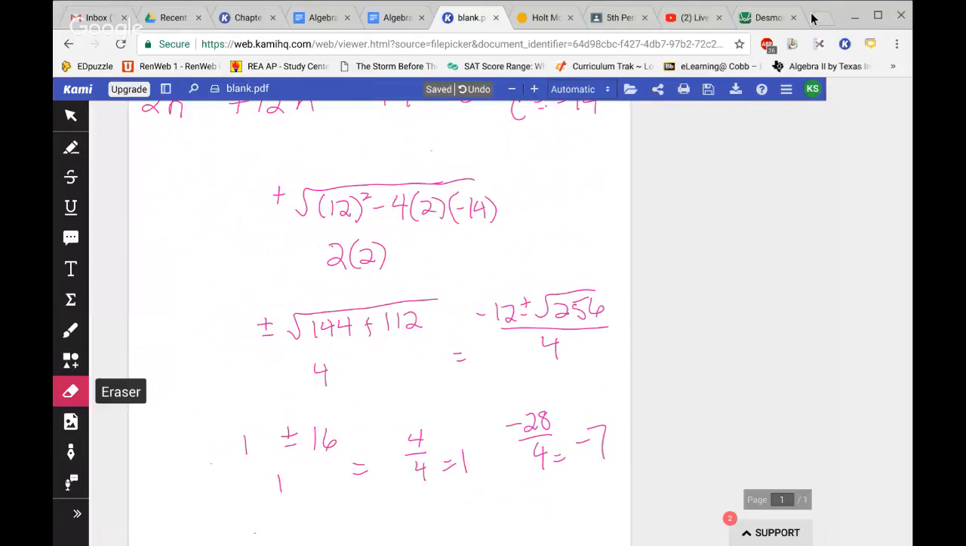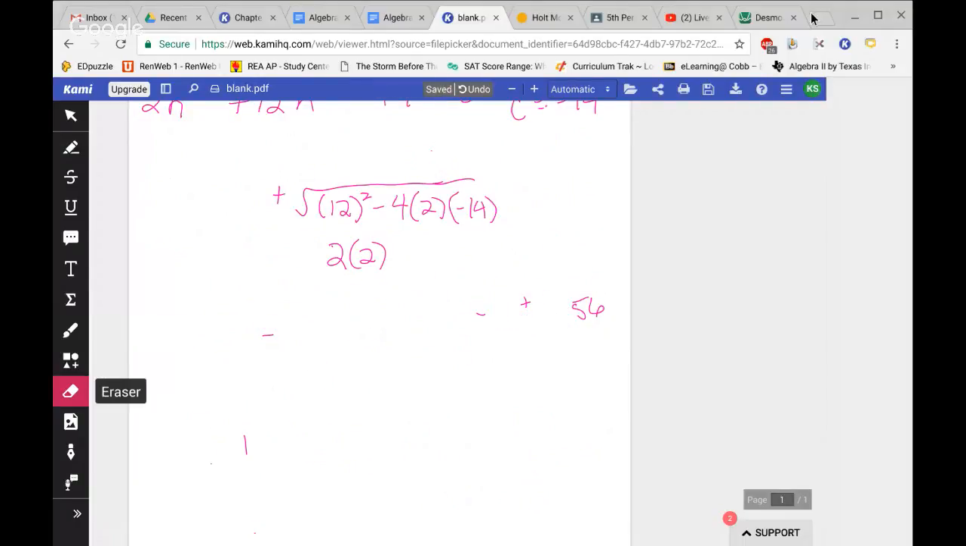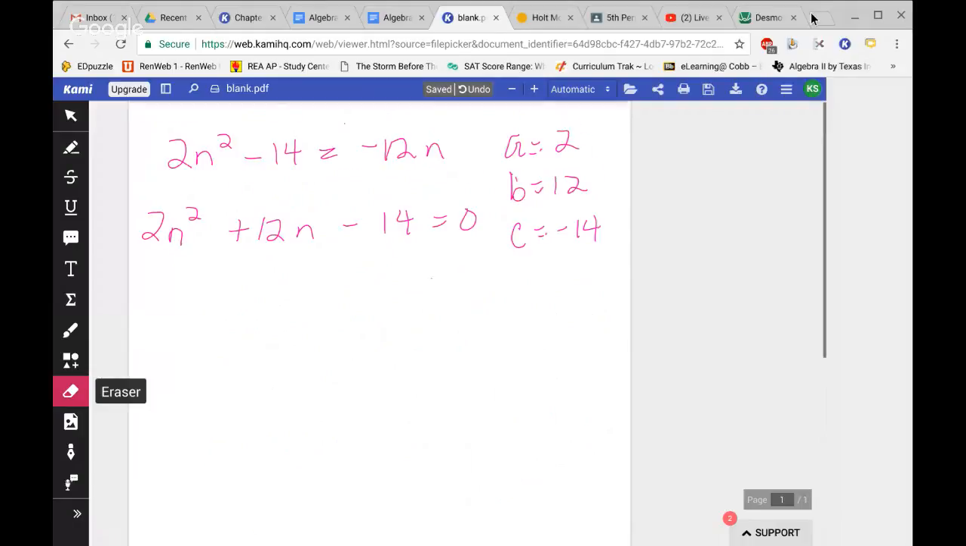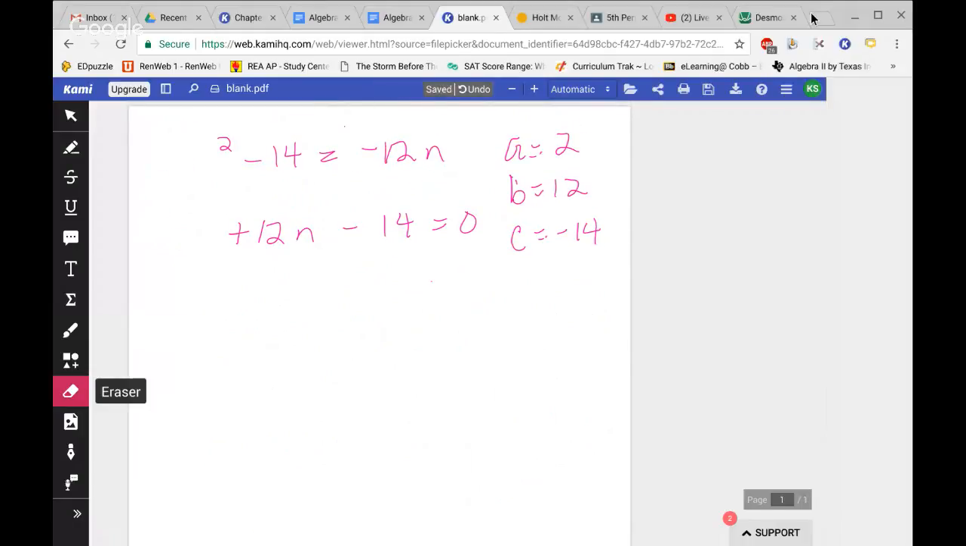One more, right? Yep, last one, number 20. Takes a minute to get all this erased, that's for sure. Yes. Okay, what's the last one?